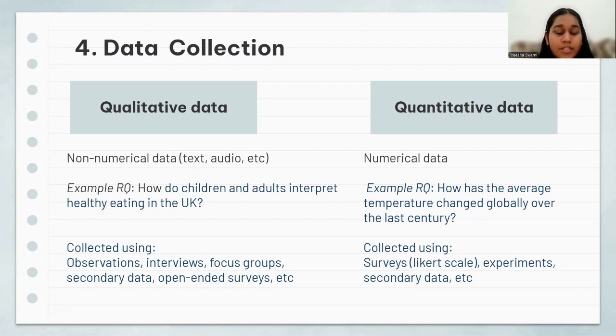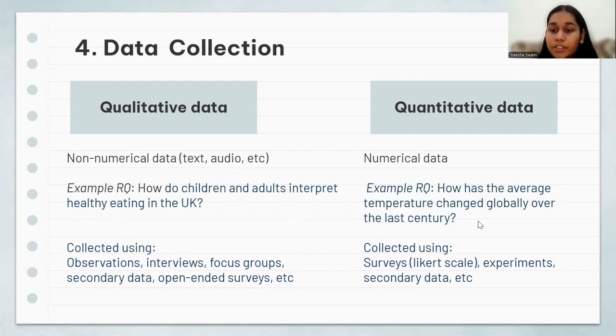The reason why this research question is qualitative is because it is just discussing the normal part, which is not exactly talking about numbers or any mathematical aspect. You could find the answer or your data to this research question by collecting information using observations or interviews, and focus groups are usually great data collection methods for qualitative data. So you can, for example, interview a group of children and adults, or even form focus groups to gather data on the opinions of healthy eating in the UK.